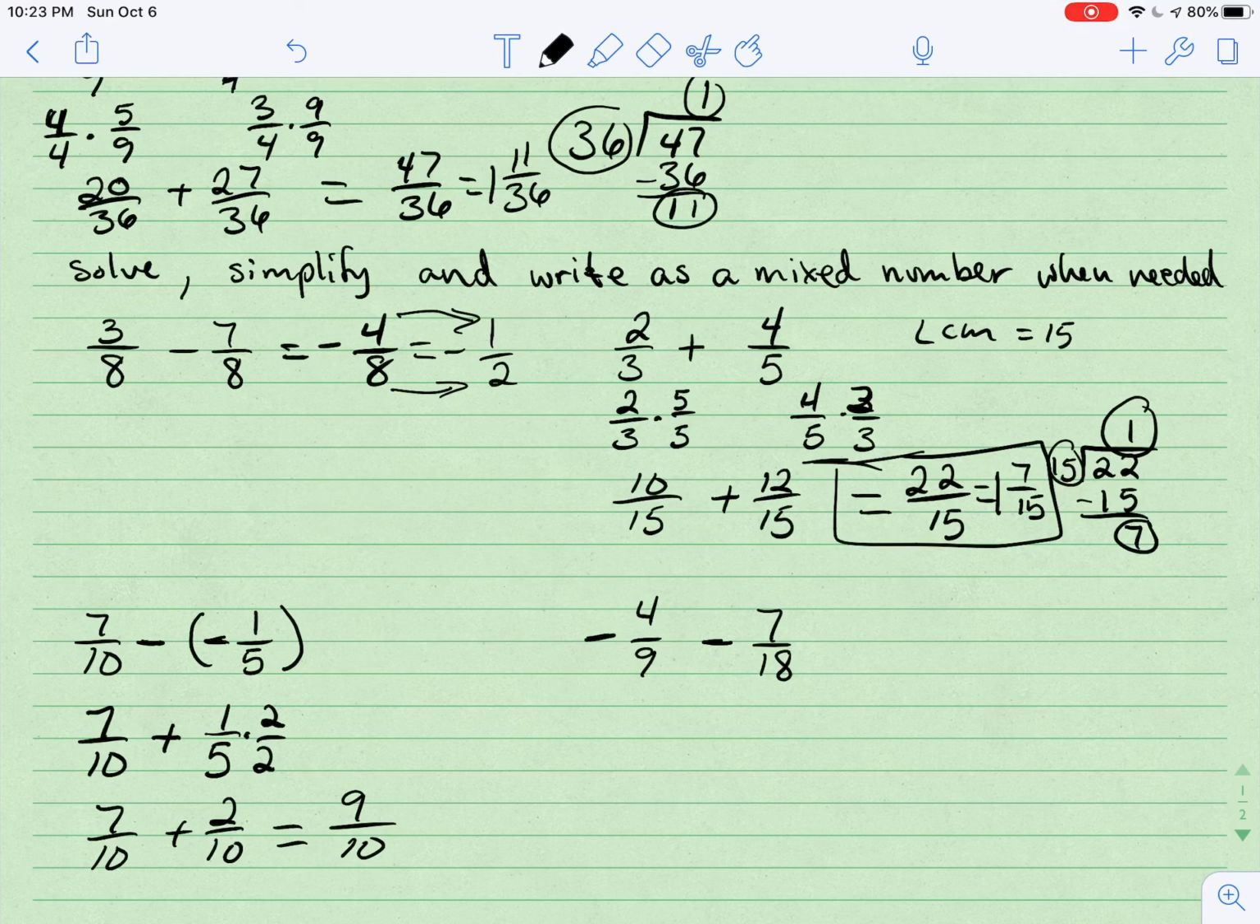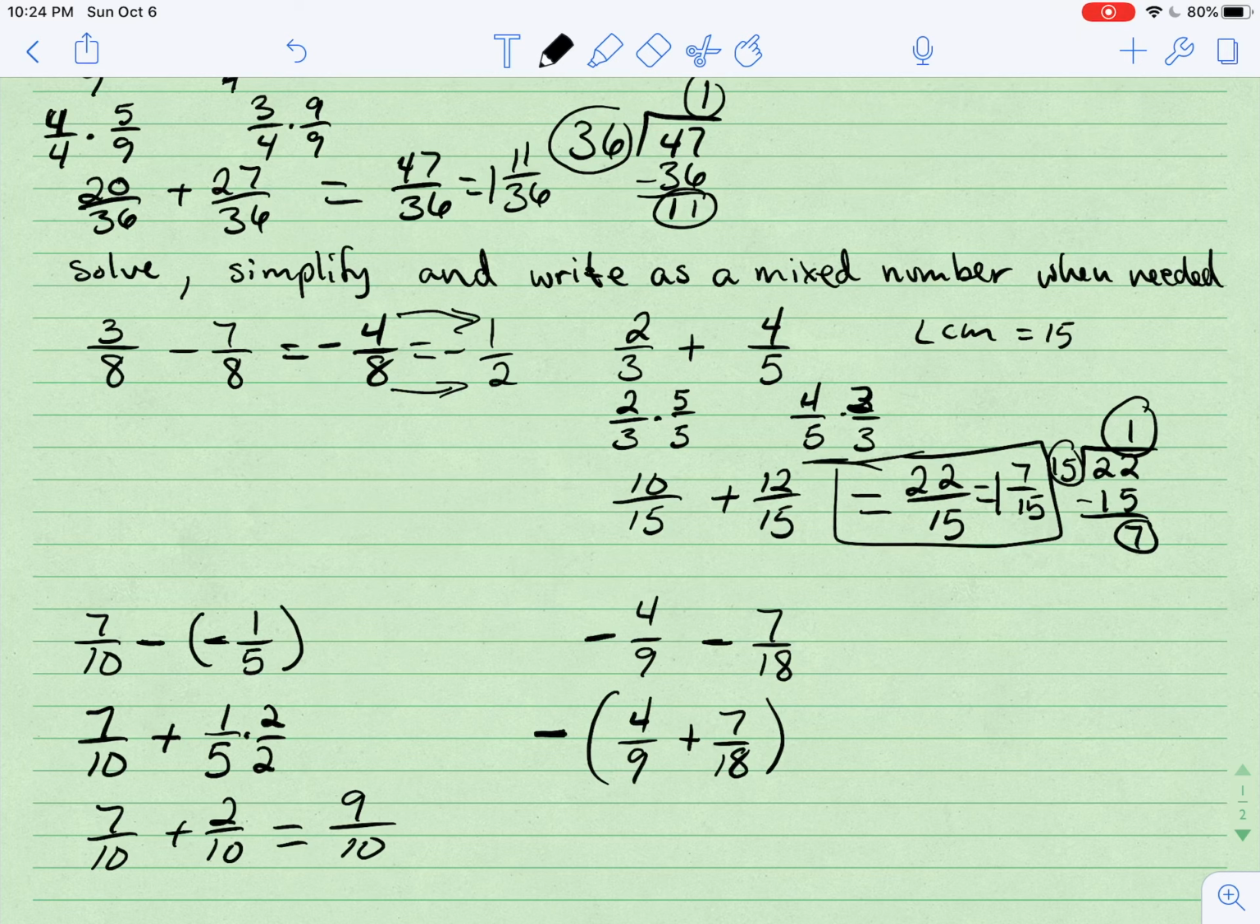Okay, last one, we've got a negative 4/9 minus 7/18. Okay, so we have two negatives. So when we have a negative minus a number, it's the same as adding those two numbers and then just keeping the sign. So remember, if it's the same sign, add the numbers, keep the sign. So we've got 4/9 plus 7/18. And I'm just going to do this and put a negative out front here.